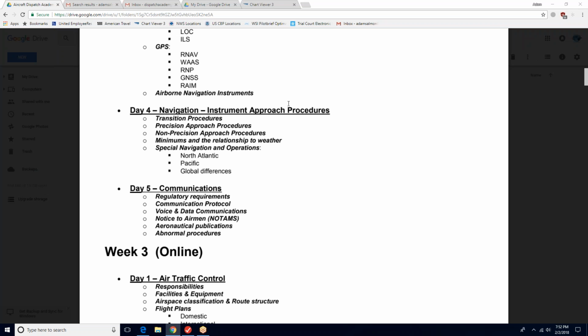So did you guys get a chance to talk about the transition procedures? So like the SIDs and the STARs. Yes, we did. Okay. So can anybody on here tell me what a SID is? A standard instrument departure. Okay. And what do we use a SID for?